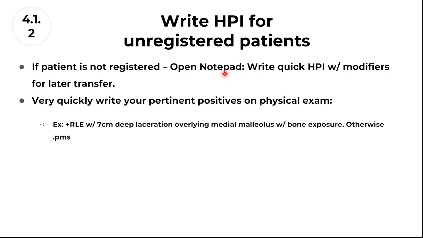lower leg laceration, just prior to arrival, course constant, onset sudden, character laceration, non-bleeding, no exacerbating, no alleviating factors. So quickly put that down. Now you have an HPI. Now it's offloaded from your mind and you don't have to think about it. And you can quickly put in a physical exam, just right lower extremity with 7 centimeter deep laceration. So this is something, and as the patient becomes registered, you can now quickly copy and paste that in and your note is complete. There's no more thinking about it. There's no cognitive load, and there's no stress from these patients coming in very quickly.